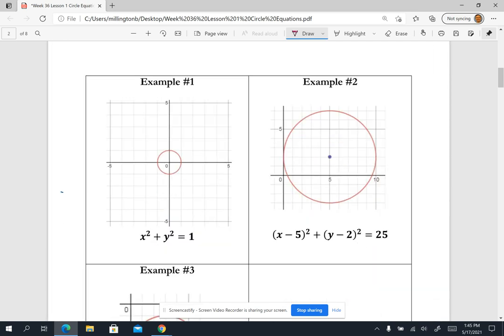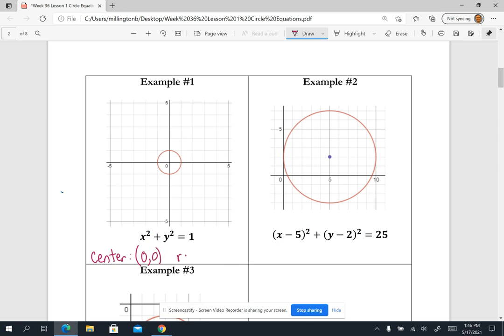All right, so let's look at some examples here. These are examples of circles drawn on the coordinate plane and the equations that would be used to express them. Take a look at these circles and the equations. There are two things you really need to focus on when talking about the equation of a circle. One thing is the location of the center. In this first one, the center is at the point 0, 0.